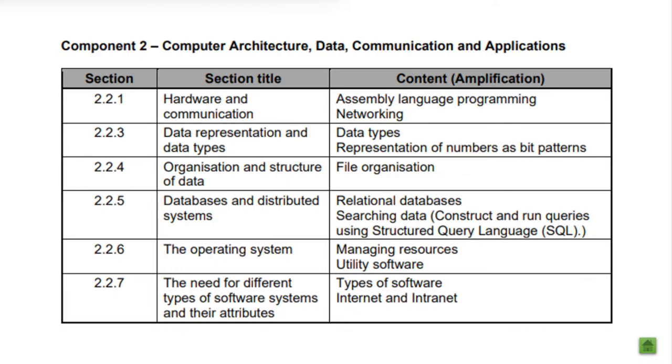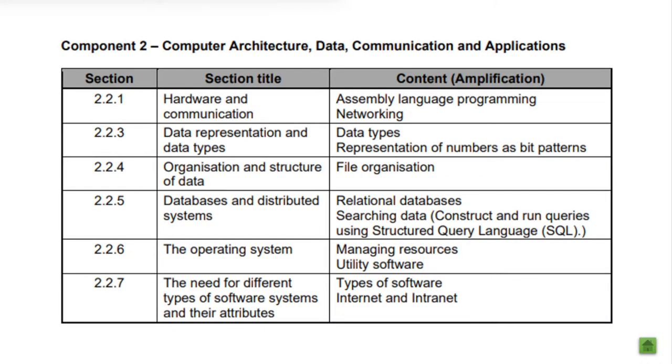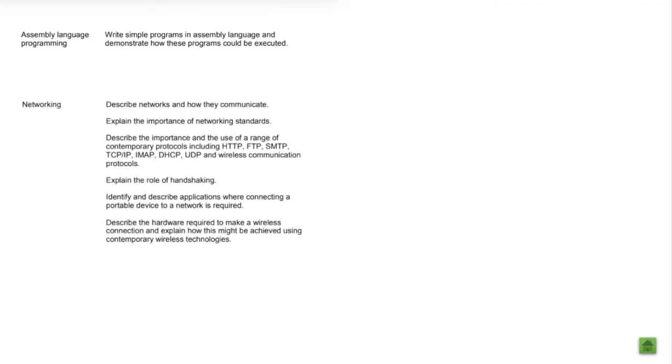Now, our amplification material breaks it down a little bit further, but going into that even further still, this is what we need to look at, and this is from the specification. Apologies if that's a little bit small. I'm just looking at your screen. Basically, assembly language programming. That is our first one, hardware and communication. I've looked at the amplification material and gone into the spec to see what we need to cover. Assembly language programming: we need to be able to write simple programs in assembly language and demonstrate how these programs could be executed.